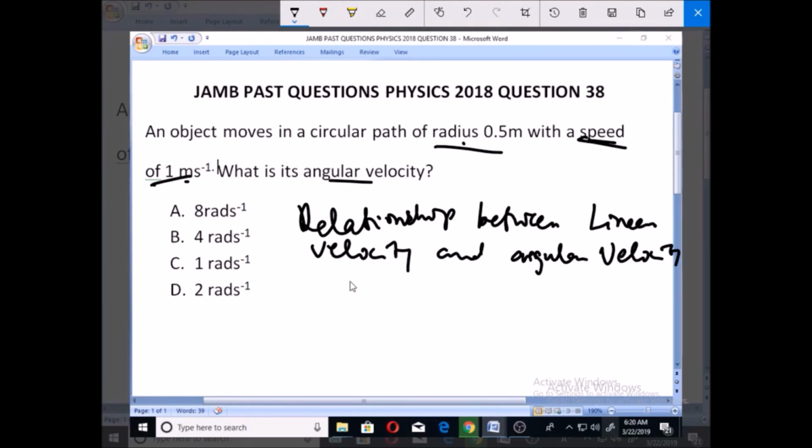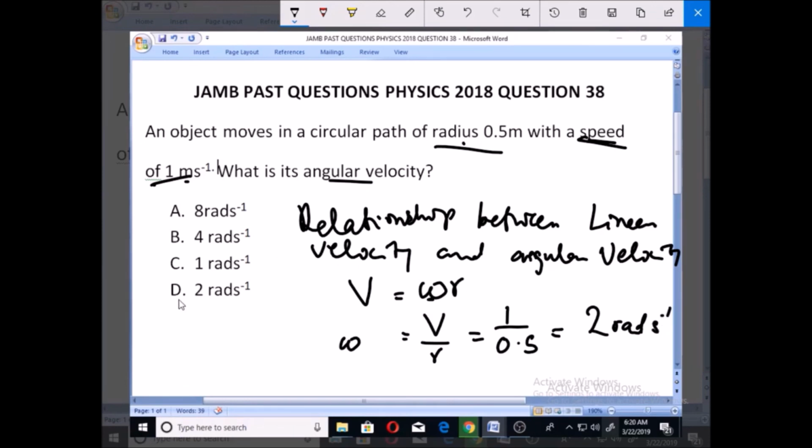And this relationship is that linear velocity is equal to angular velocity times radius. That is the relationship between linear velocity and angular velocity. So if you make w the subject, which is angular velocity, you now have linear velocity over radius. So that will give us linear velocity as given here is 1, all over radius, 0.5. 1 divided by 0.5 is going to give us 2. So the answer is 2 rad per second, and that is option D, 2 rad per second.